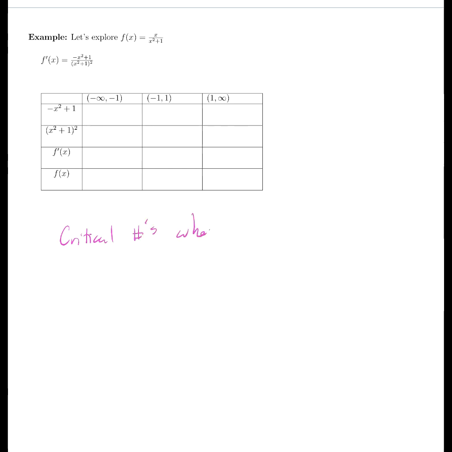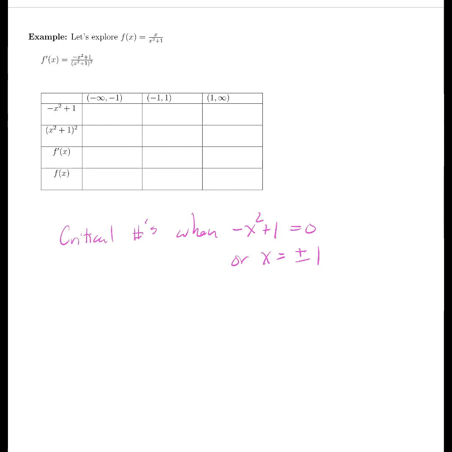are when negative x squared plus 1 equals 0, and that's going to happen when x equals plus or minus 1. So that gives us these three intervals: negative infinity to negative 1, negative 1 to 1, and 1 to infinity. Now we have to determine positive and negative. That's all we're trying to do, is the sign on each interval.